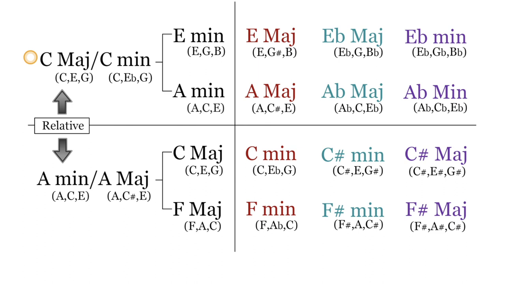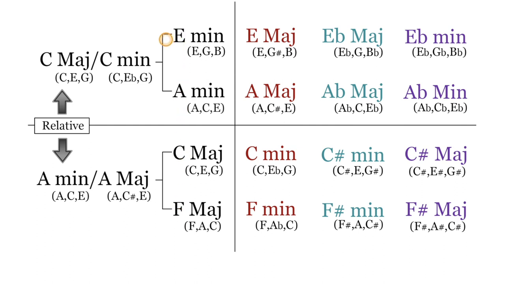Let's break the chart up into three parts. The first part is these four chords on the left side of the chart. First, you have the key of C major. Its parallel minor is C minor. C major's relative minor is A minor, and A minor's parallel major is A major. The second part of the chart is these four chords right here.